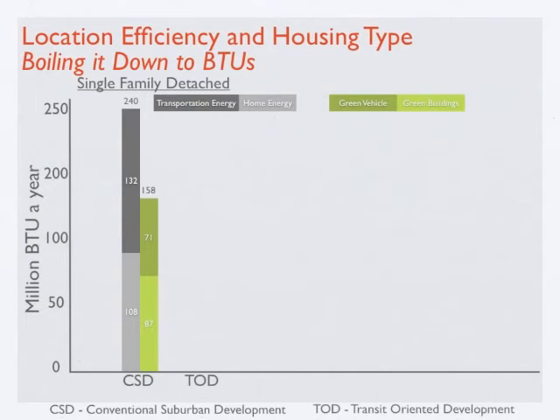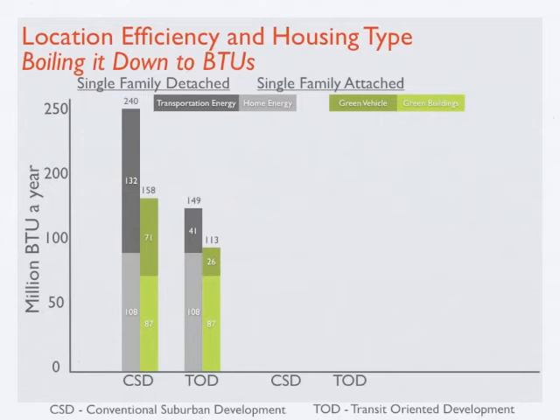Now let's see the difference if we build similar homes in a transit-oriented neighborhood. Notice that building energy use in each bar did not change, but the top part shrinks because residents require much less energy to get around.